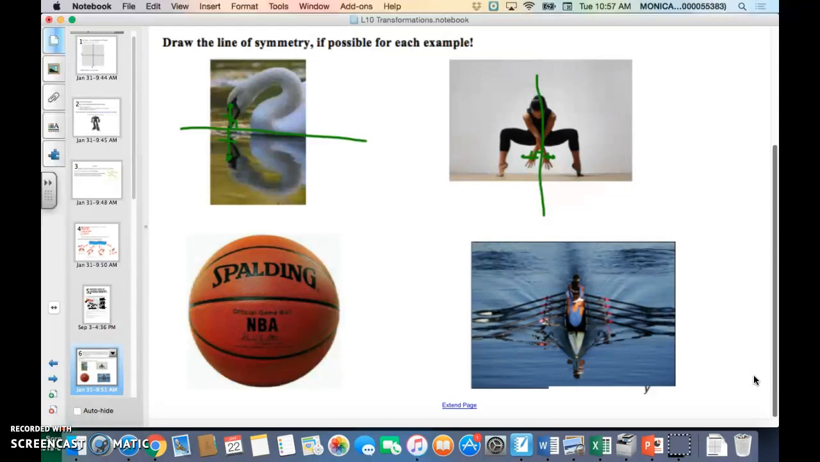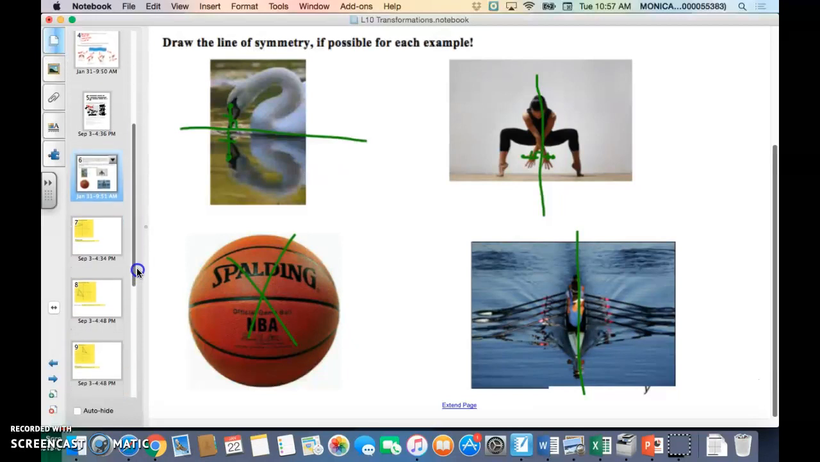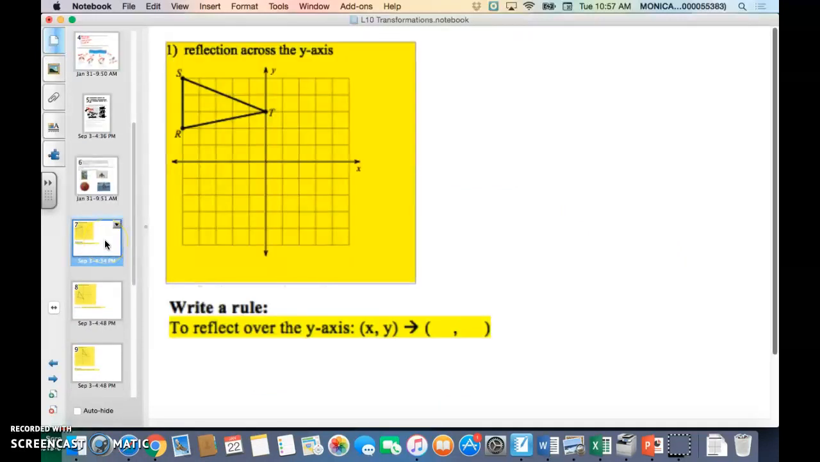When we're looking at this Spalding ball, there is no line of symmetry there. And here you can see, again, you could do the y-axis or the x-axis and see two different lines of symmetry. In most cases, we're going to talk about the x-axis and the y-axis. So let's look at some examples and the rule that occurs. So this is on page 4.